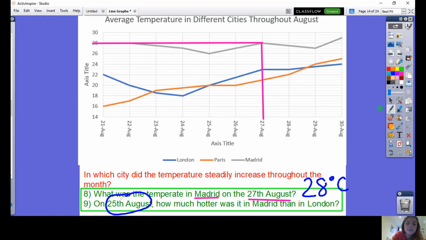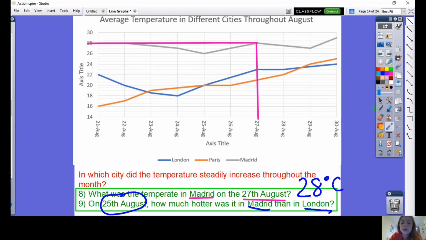Now I'm asked on the 25th of August, how much hotter was it in Madrid than in London? That tells me I'm going to have to read two values, Madrid and London on the 25th.